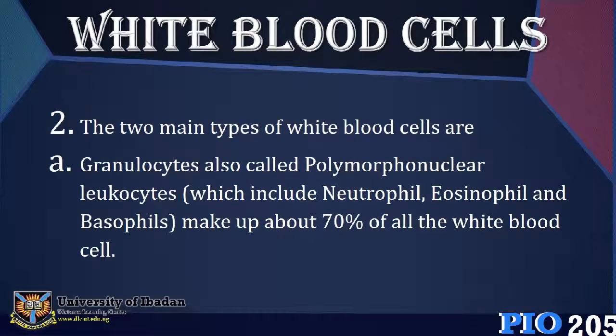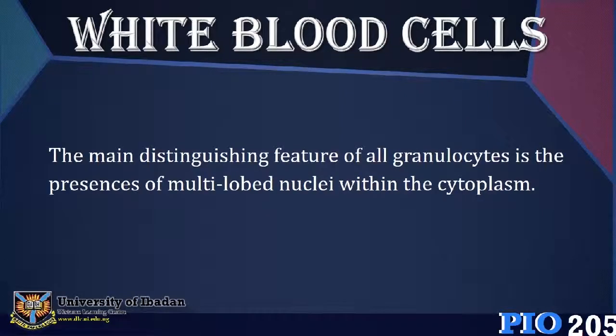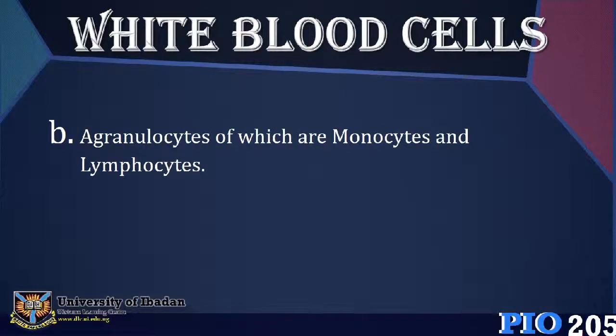The two main types of white blood cells are granulocytes, also called polymorphonuclear leukocytes, which include neutrophils, eosinophils, and basophils, and make up about 70% of all the white blood cells. The main distinguishing feature of all granulocytes is the presence of multilobed nuclei within the cytoplasm. Agranulocytes, of which there are monocytes and lymphocytes.